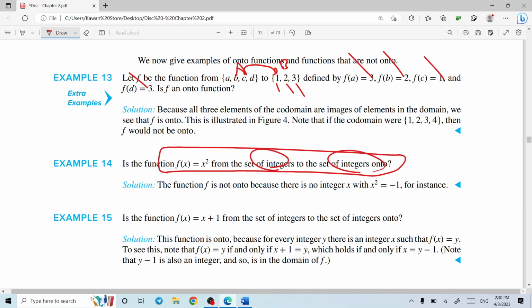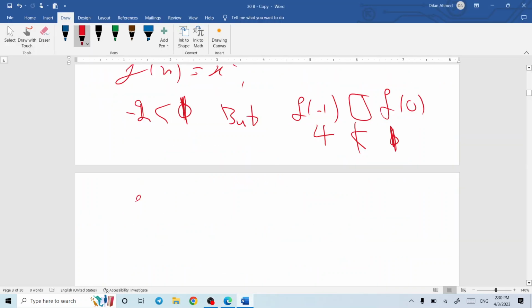Now tell me about this function, from integer to integer. Is it onto or not? Onto, not one-to-one. We know it's not one-to-one. Is it onto? Are you sure? Why? Actually, I don't know. I should write and think about it.